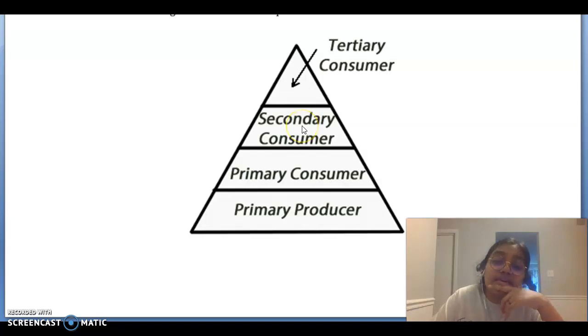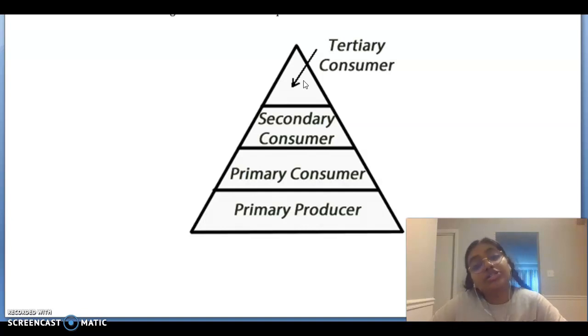Now, as you can see, it is the third level up here, which also means that in the energy pyramid, compared to at least the primary producer and the primary consumer, it gets significantly less amount of energy when it eats that food, right? And finally, we have the fourth level of the pyramid, which is called a tertiary consumer.